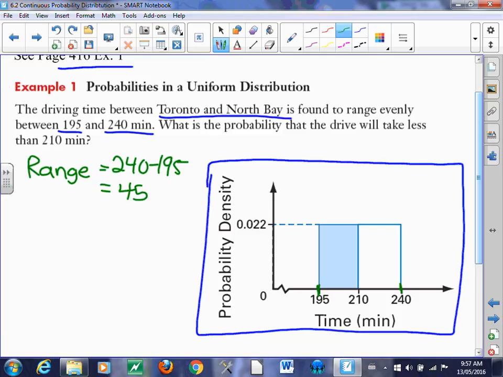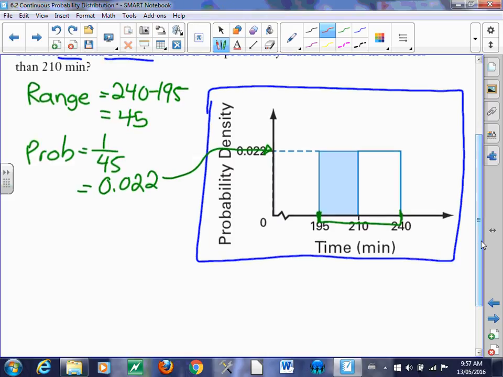If we take a look at this, that's the whole box, one whole box. So probability equals 1 divided by 45, which equals 0.022. And that is shown right here. We're just showing you where that came from, in case you were wondering. Now let's take a look, folks, at the random variable. What are we looking at? It's the driving time.